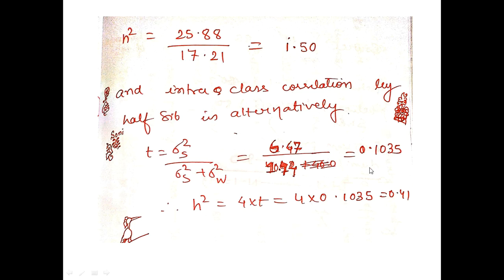So for heritability, always remember H square is equal to 4T. Either you first calculate T and multiply it by 4 to get H square, or you directly calculate H square as 4 sigma square S upon sigma square S plus sigma square W, or else you calculate sigma square A and sigma square P and then calculate H square.